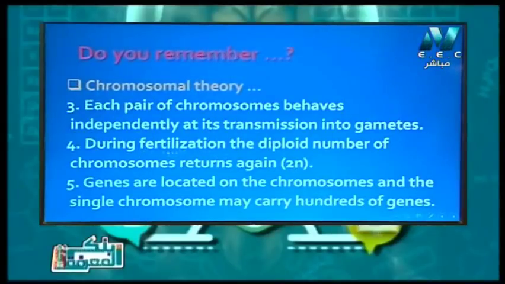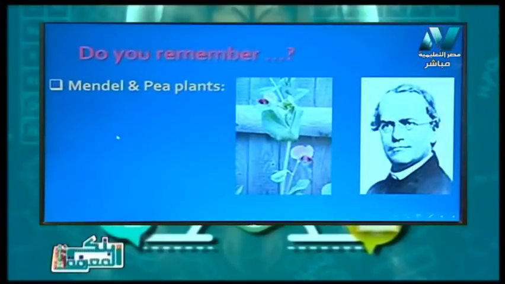So the number of chromosomes is restored to 2n, as in the original cell in the somatic cells of the individual. Genes are located on the chromosomes, so each chromosome contains many genes. So the number of chromosomes is, of course, less than the number of genes. The genes number may reach hundreds on each chromosome. And now we are going to start Mendel's experiments.